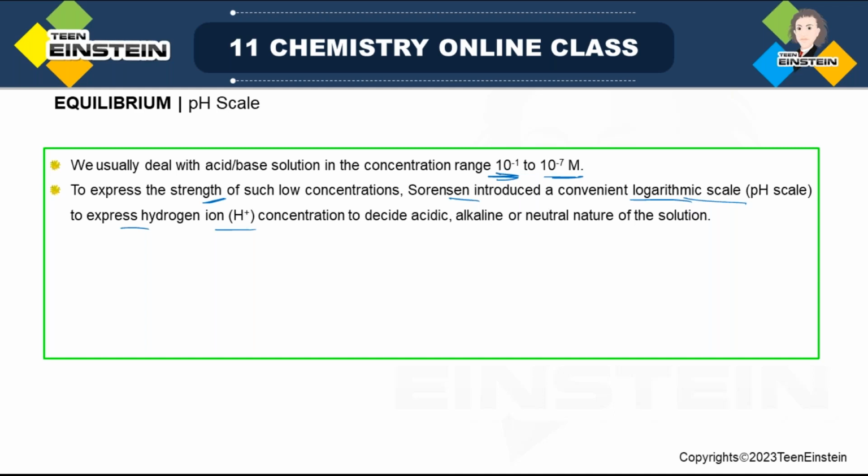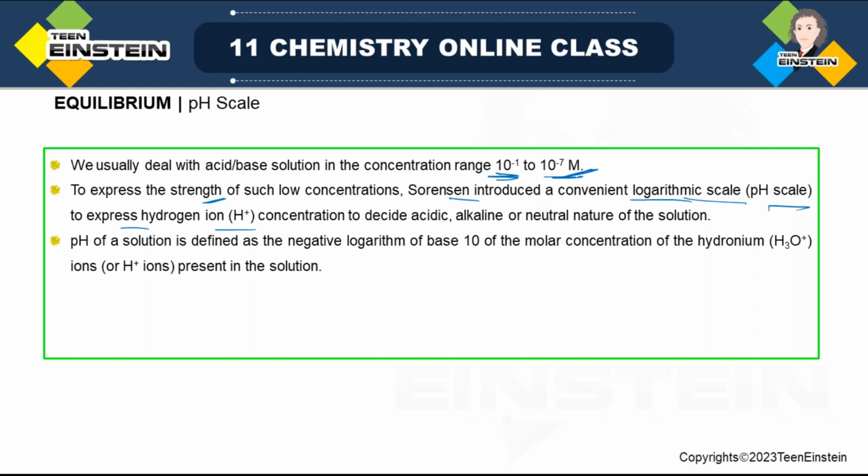We want to know what the H plus ion concentration is, but we do not directly express it in this form, that is 10 to the minus 7, because handling these numbers is a little different. There is a power of 10 and it is negative. But with the pH scale, you will see that dealing with these values in day-to-day life is easier. So that is the importance of the pH scale. This is a logarithmic scale. And if you know the pH of the solution, you will be able to predict whether it is acidic, alkaline, or neutral.